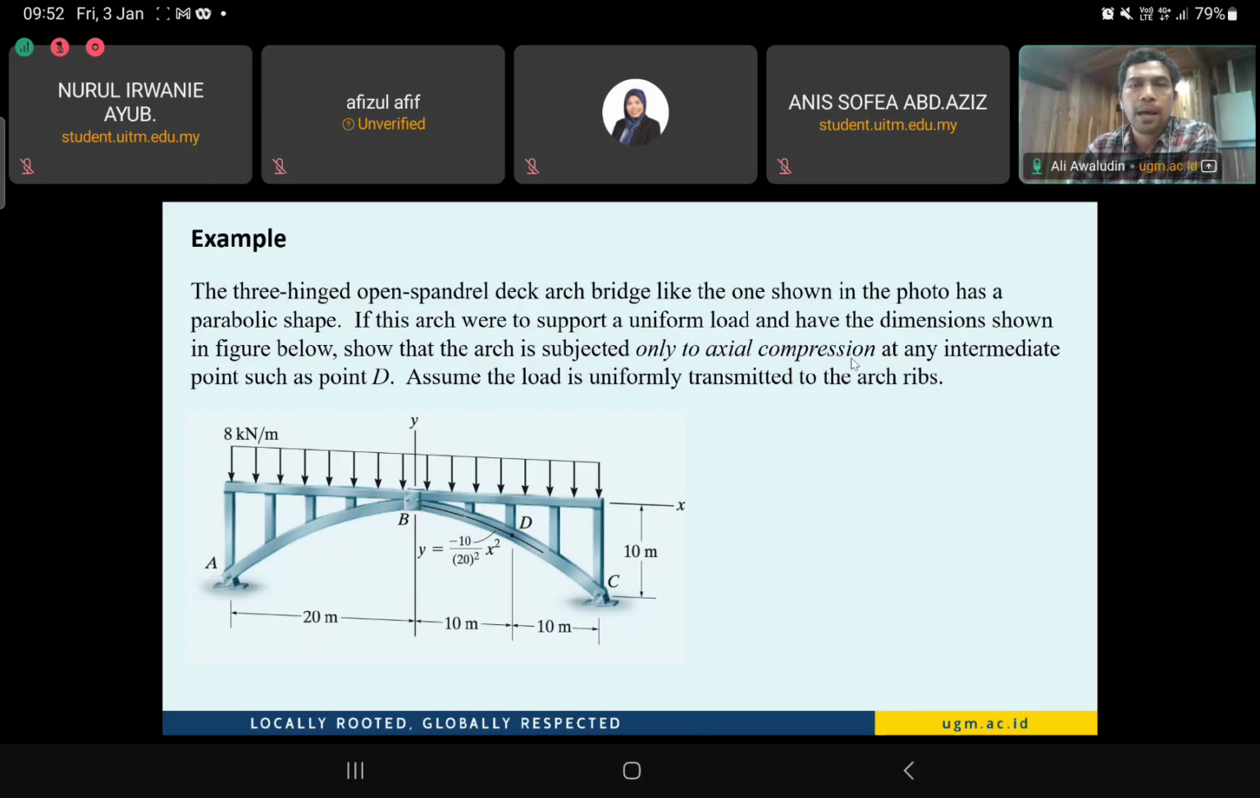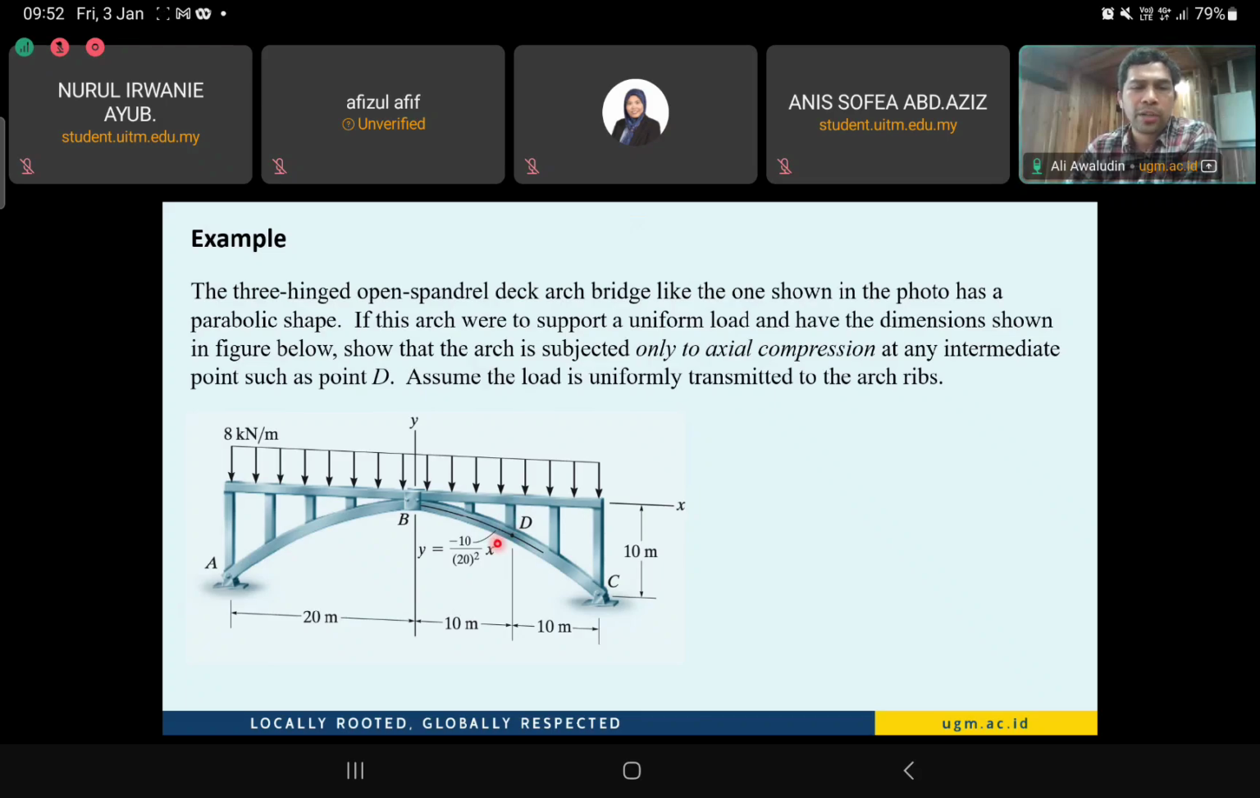So the question is about a 3-hinge open spandrel arch bridge like the one shown in the photos, which has a parabolic shape. If this arch were to support a uniform load and have the dimensions shown in the figure, the uniform load is 8 kilonewton per meter. The arch is subject only to axial compression at any intermediate point, for example, here.